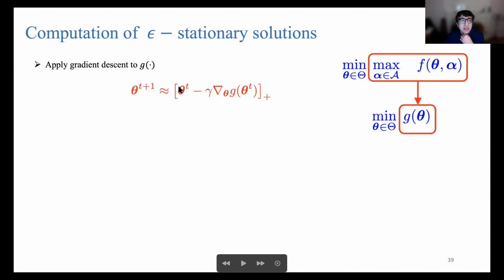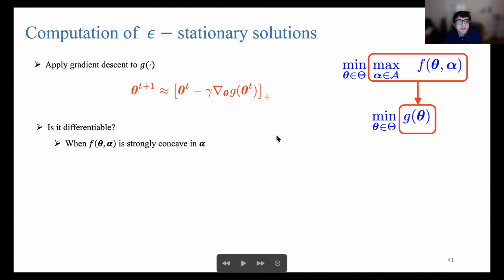Theta t plus 1 is theta t minus some step size gamma times the gradient of g, and I do some projection because I have some constraint. Now, if you want to do this, you immediately see that, first of all, g is not in general differentiable because it's the max of some function. Moreover, we don't have access to the gradient of g, we only have access to the gradient of f.